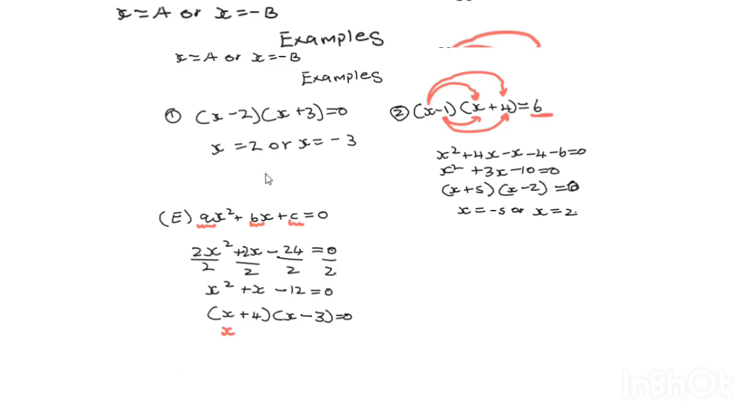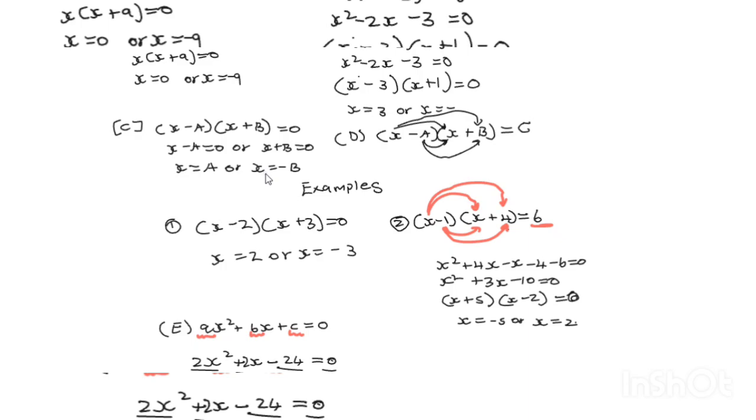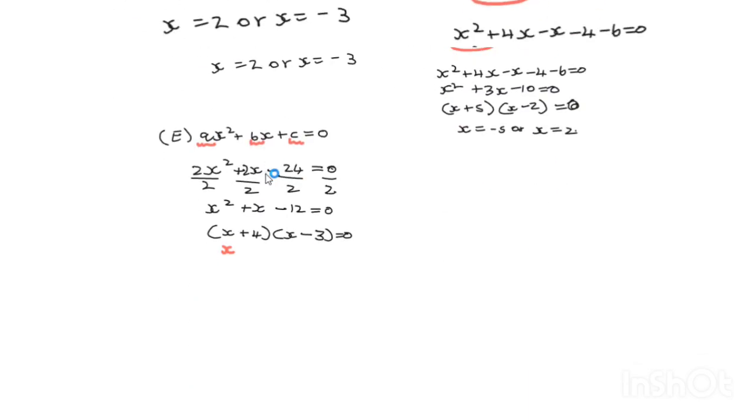Now it is what I was discussing earlier there on top, right here. Now we have a product of two brackets equals 0. So here also it will be what? Okay, let me just erase this quickly. So it will be x equals negative 4 or x equals 3. And then you are done.